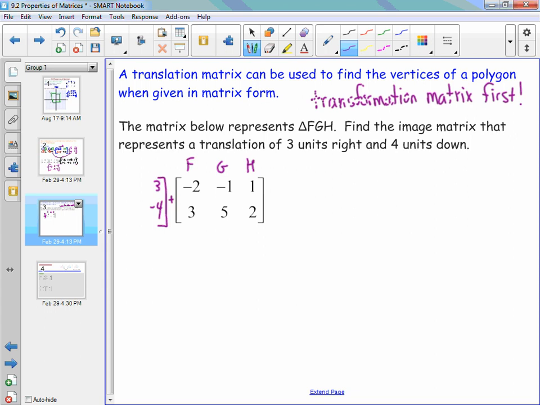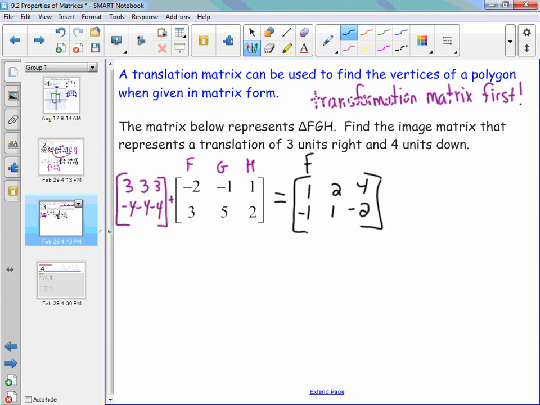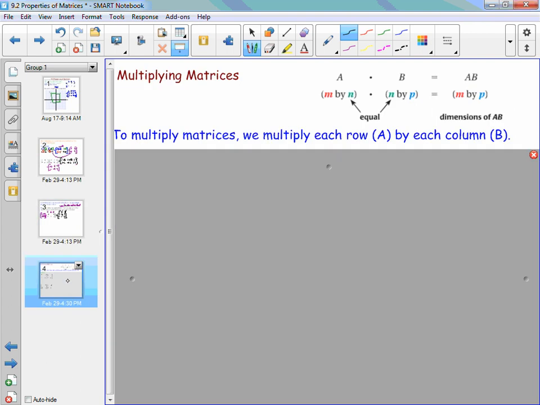Now, in order to add them, they have to be the same size. So we will make this also a 2 by 3. And now we will simply perform the operation. And when we are done, we will label this as F prime, G prime, H prime. Now, the tricky part and part you hear most about matrices is with multiplying. There's lots that goes into multiplying two matrices together.